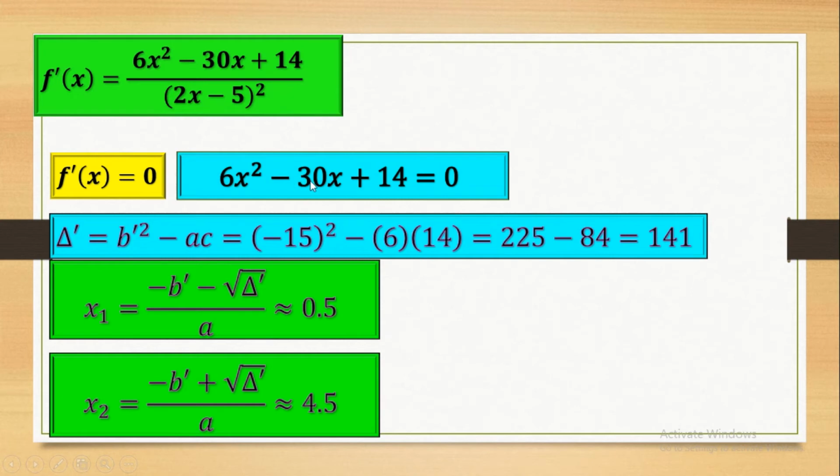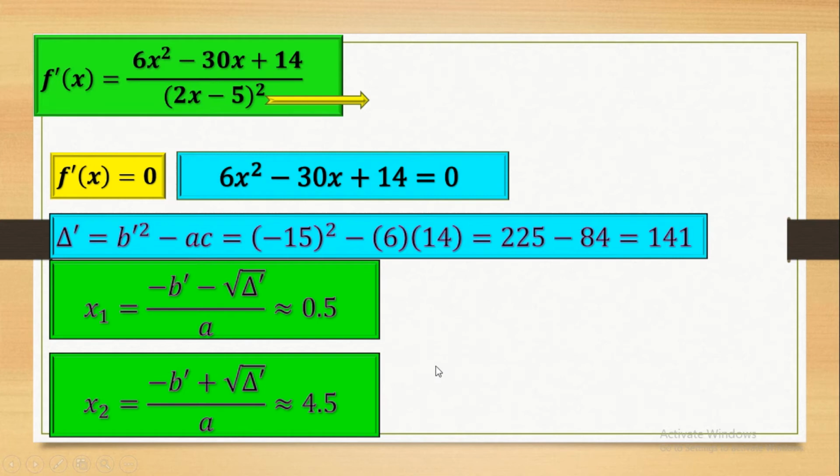We have b prime is half of minus 30, so it's minus 15. Radical delta prime is radical 141, over a, the coefficient of x squared, which is 6. We get x1 is approximately 0.5 and x2 is approximately 4.5.